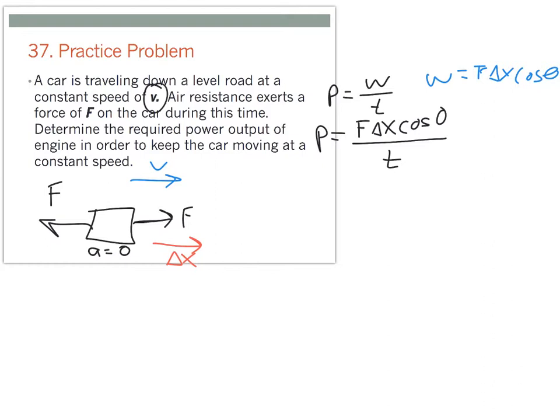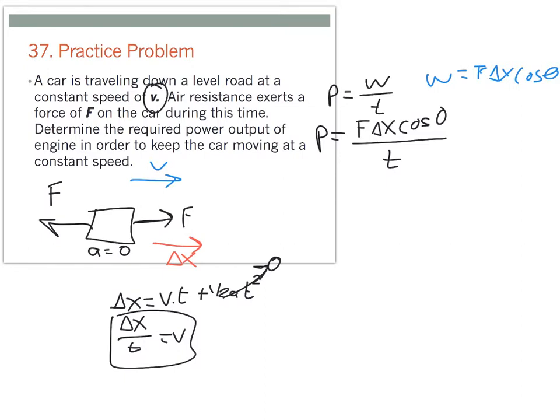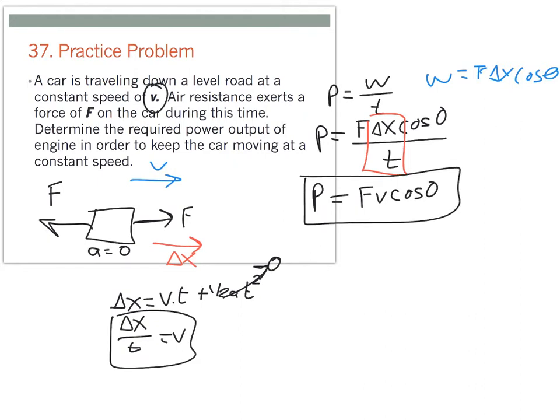If I'm traveling at a constant speed where my acceleration is 0, that means that my velocity is simply going to be equal to my displacement over my time. And so this term here, delta x over t, is actually equal to that velocity that I know. So I can say power is simply F times v times cosine of 0. And this actually is a roundabout way of deriving the instantaneous power of an object, okay? This is not something that you're expected to know off the top of your head, but you should be able to do a problem like this where you're walking your way through it to lead ultimately to this derivation.